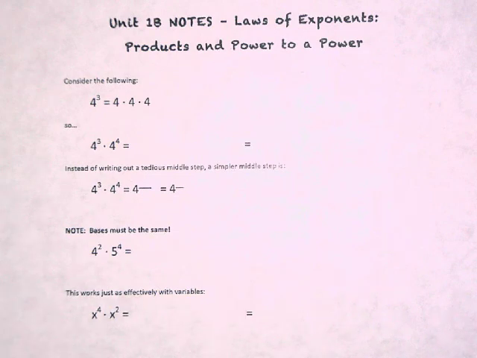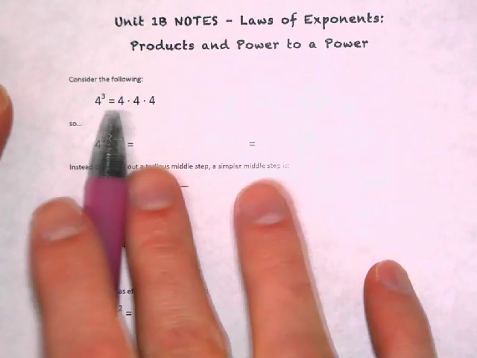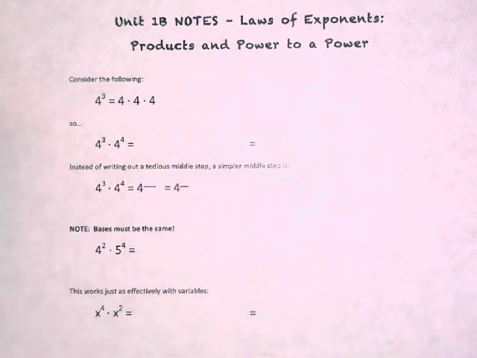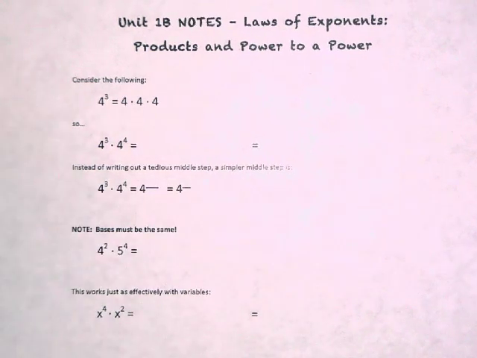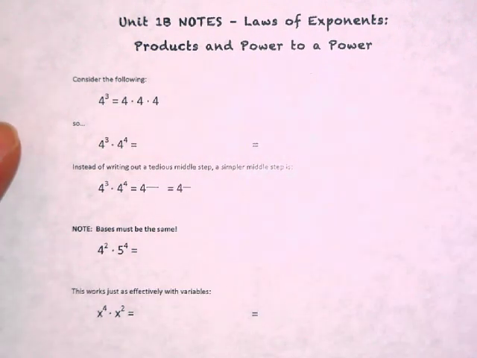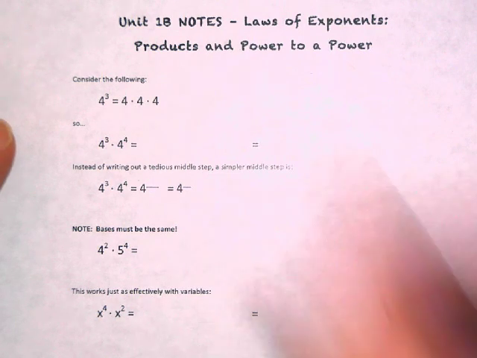4 to the third just means 4 times 4 times 4. Do not make the common mistake of thinking that means 4 times 3, because that's not what an exponent is. It means 4 times 4 times 4, which would be what? 64, yeah.